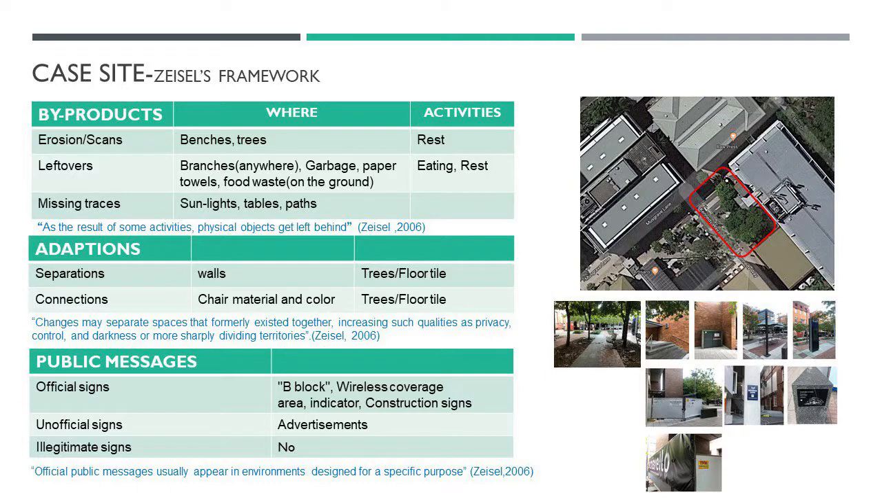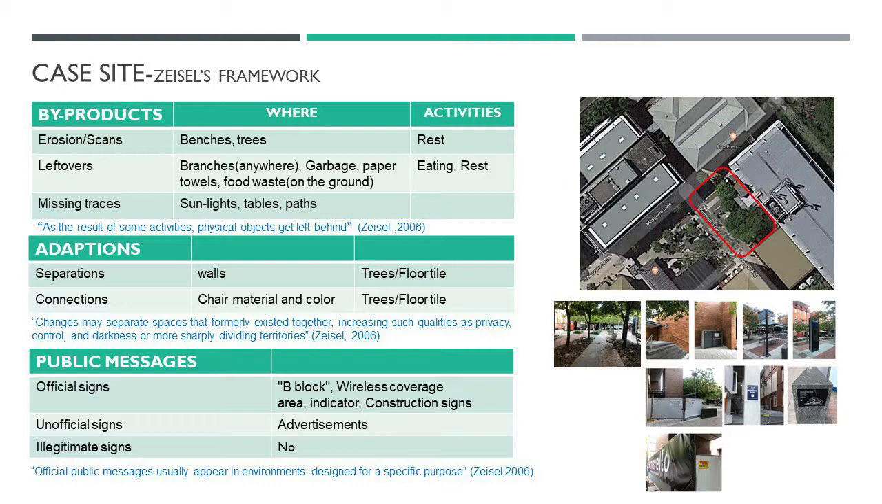This page is the form that records and analyzes the scenes from 3 aspects by DCL theory, such as leftovers. There is some food waste on the ground, indicating that there are meal activities, and DCL said changes may separate the species that existed before, thereby increasing the quality of privacy control and darkness or more severely divided territory.